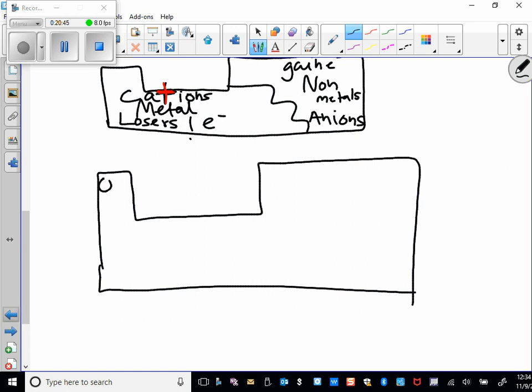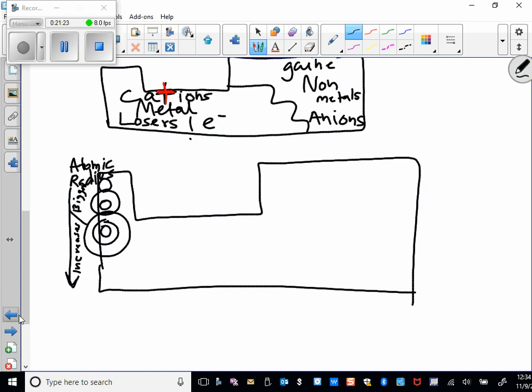Okay. Draw a snowman. What are we drawing? What does a snowman indicate? Which trend? Atomic radius, and kind of shielding also, right? So it indicates atomic radius. What happens to radius as we go down a group? It gets bigger, it increases, however you want to say that.